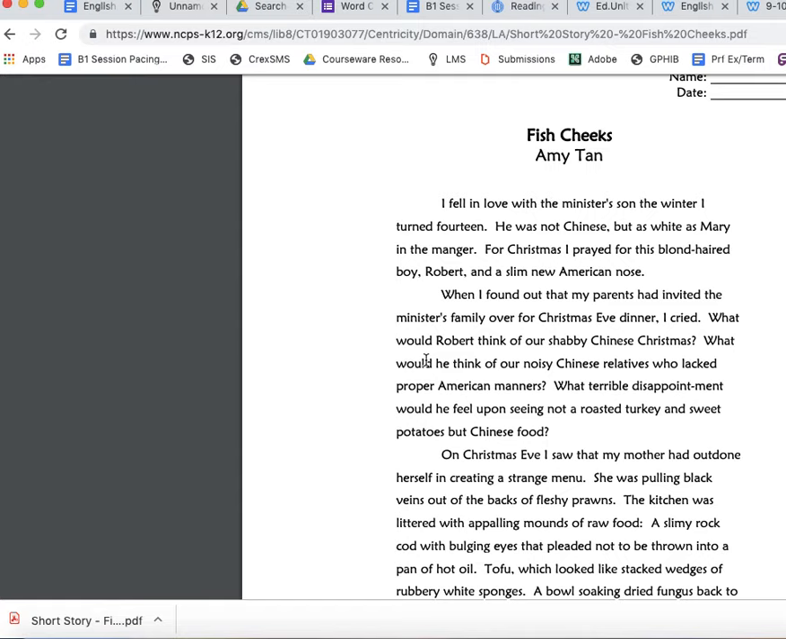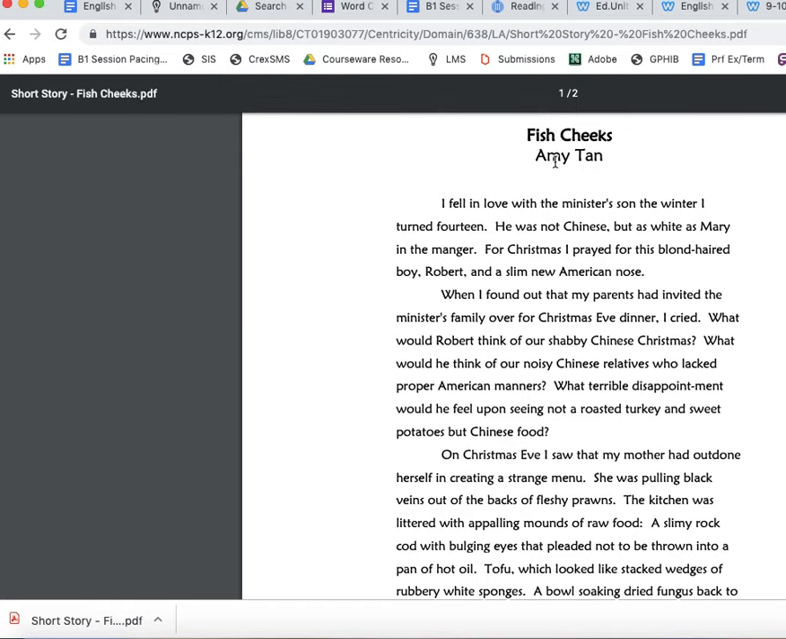We're going to do our first pre-reading strategy, which is to preview the text. We're going to look at the title, Fish Cheeks. Okay, the title's Fish Cheeks. That doesn't tell me much. Maybe it's about a fish. Maybe it's about somebody who's got big cheeks. I don't know what that title refers to, but it's interesting. And it's written by somebody named Amy Tan.